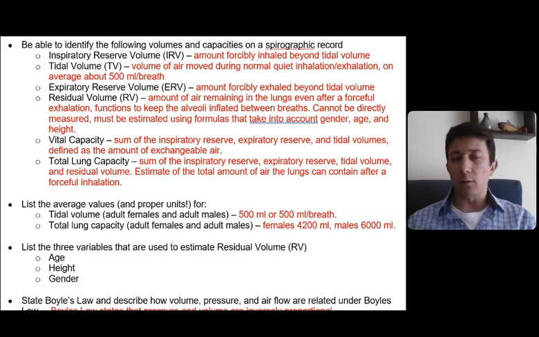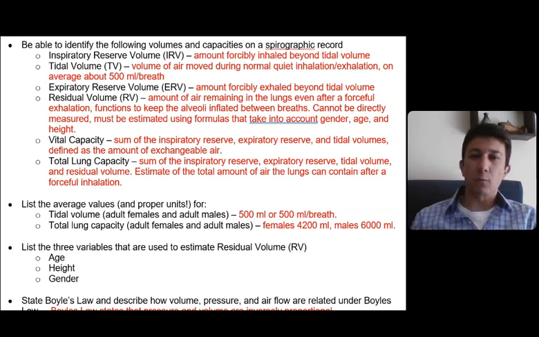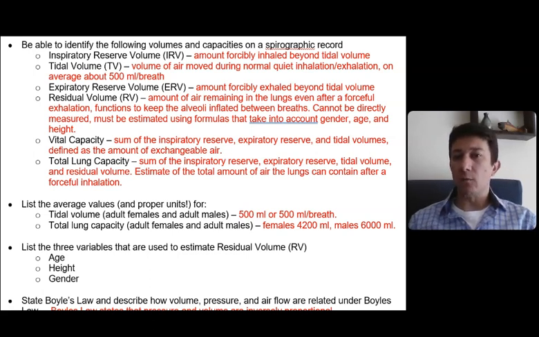And these are a lot of the terms that I cover in my lecture material on the spirographic record as well. So first we'll start with the inspiratory reserve volume, which is abbreviated IRV. This is a volume that usually is shown as a very large uphill slope on the spirographic record. And this volume indicates the volume of air that's forcibly inhaled beyond that normal resting tidal volume.